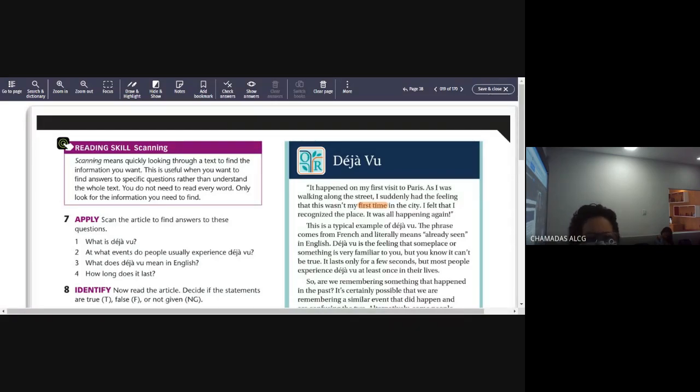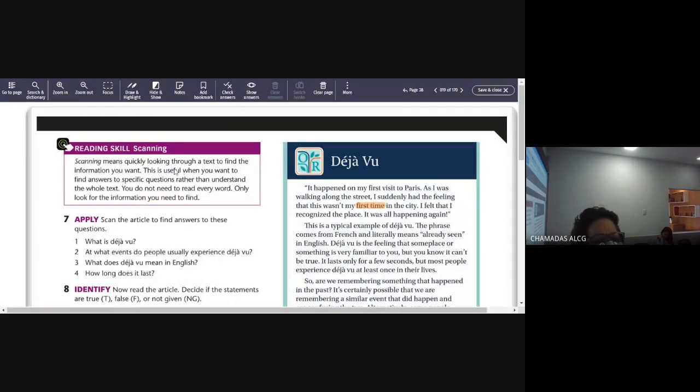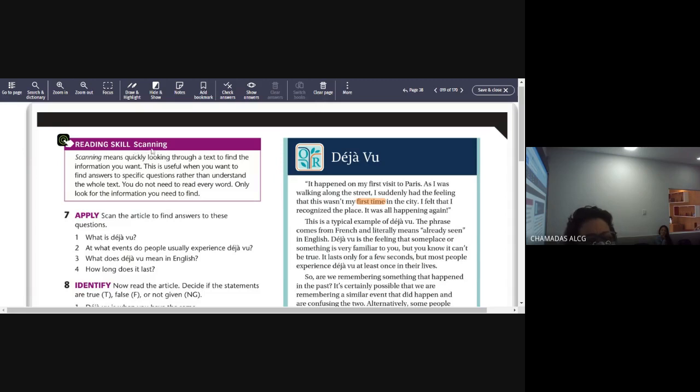All right. So back to the book again. We are going to see how to find information in a text quickly, okay? Sometimes we have to do a test and then we don't have much time to think. We have to be fast. So the best way to answer the first questions are usually by doing this, by scanning the text, okay?